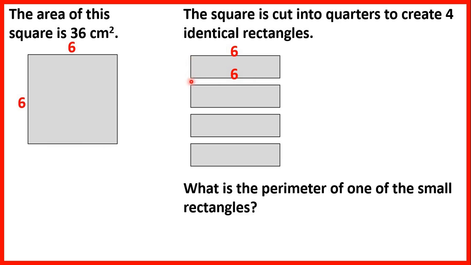but we need to find these other lengths because we need to find the perimeter, and the perimeter is the total distance around the outside of a shape. So we have a length of 6 that has been cut into 4. So we need to divide 6 by 4 to find out how wide our rectangles are.